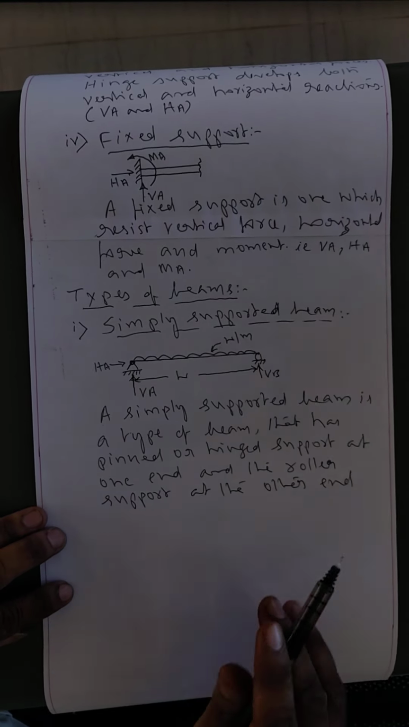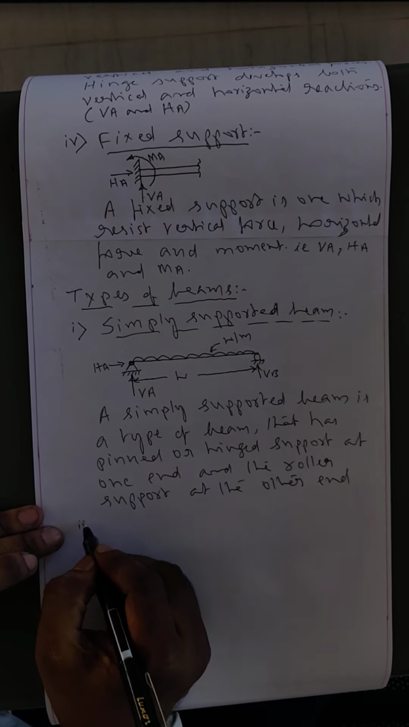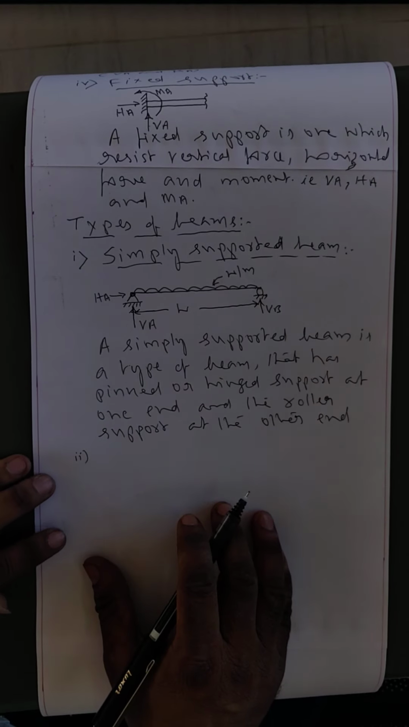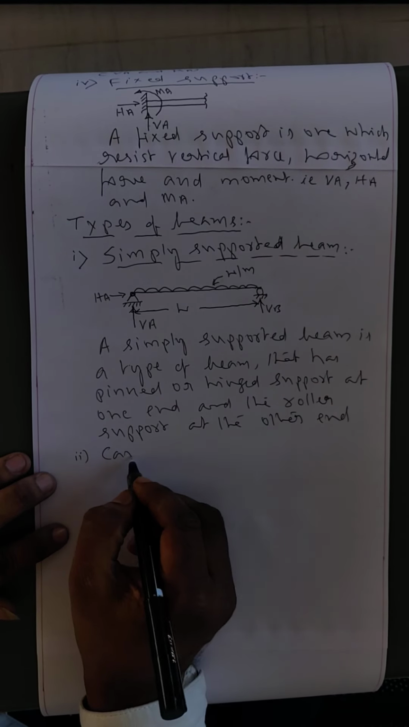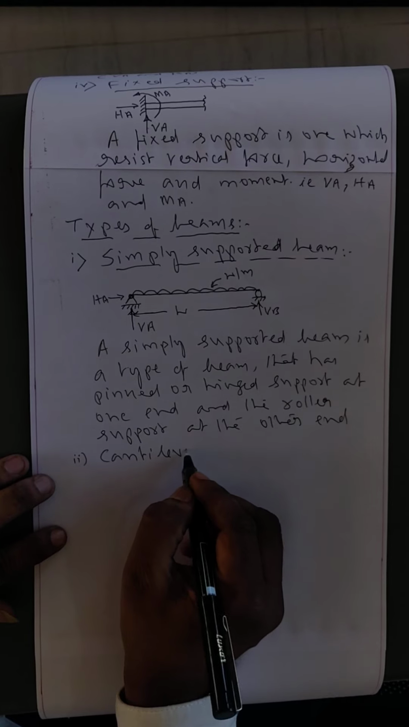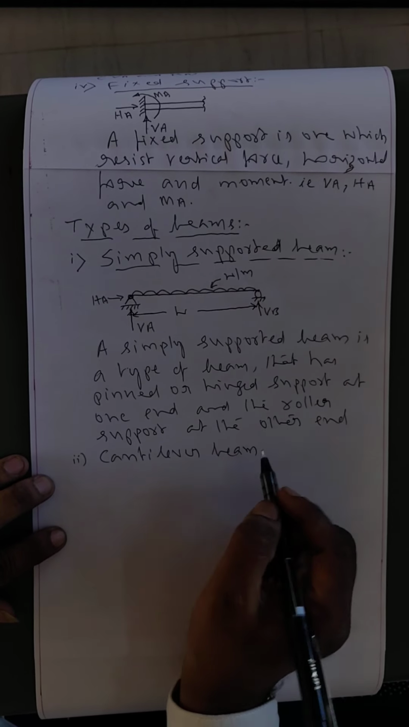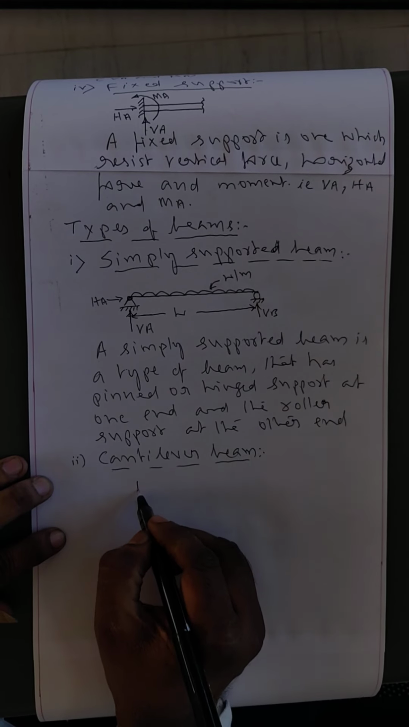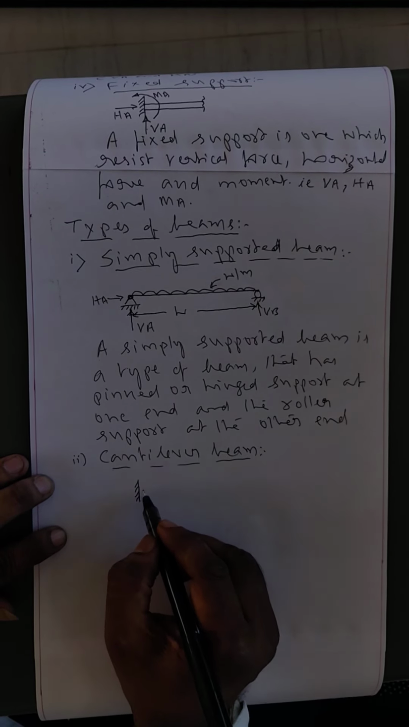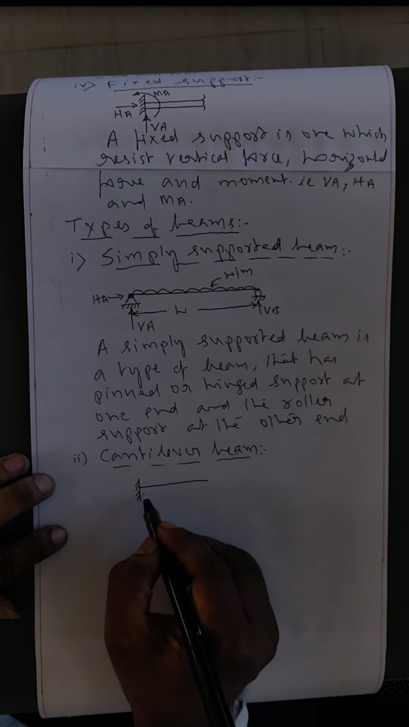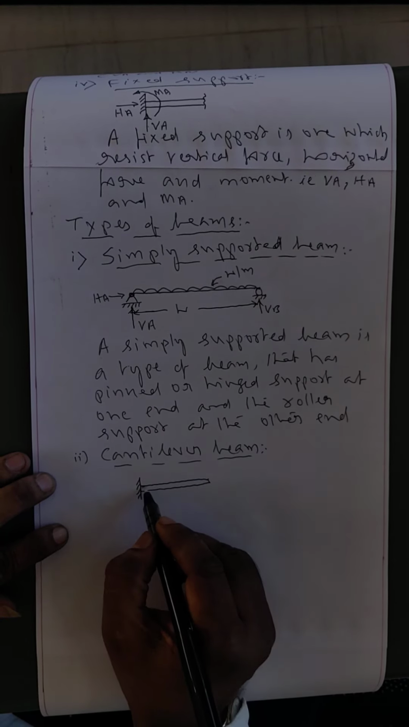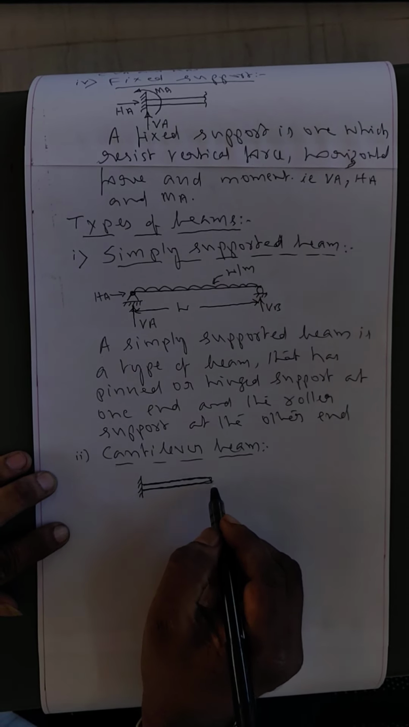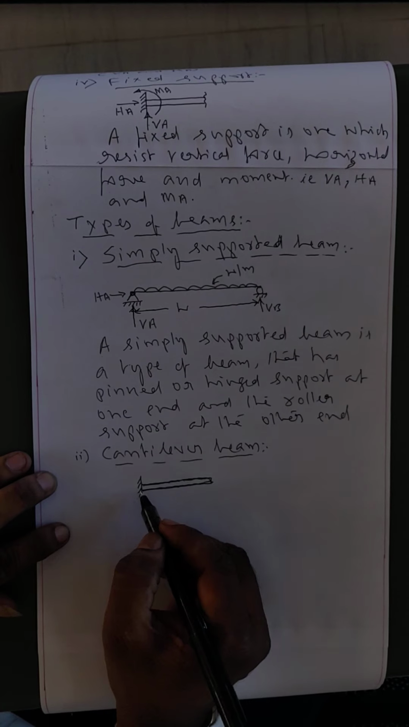Next we will see what is a cantilever beam. Second type is the cantilever beam. I will draw the figure. This is the fixed end. One side is fixed, another end is free. Then that type of beam is called a cantilever beam. This is the beam. See, this end is free, this end is fixed.